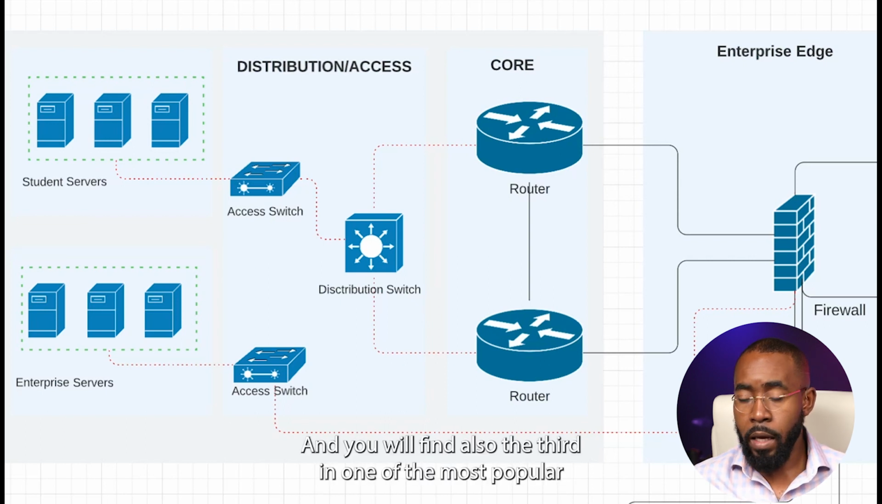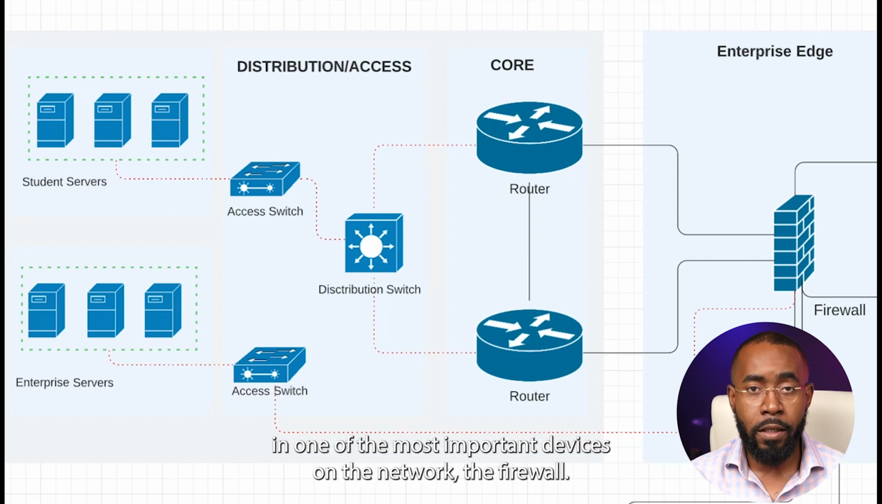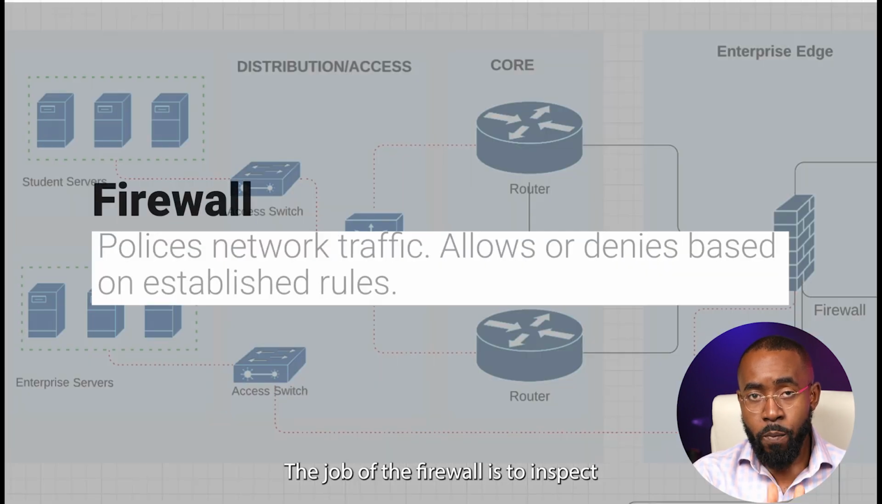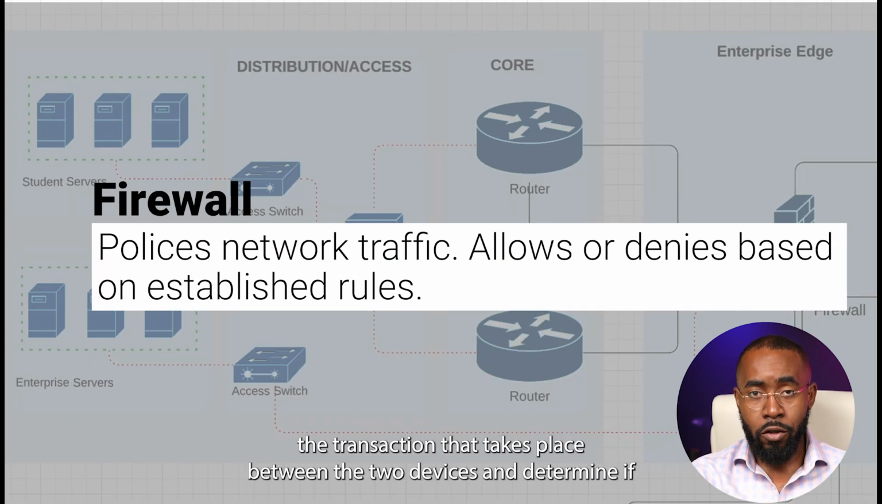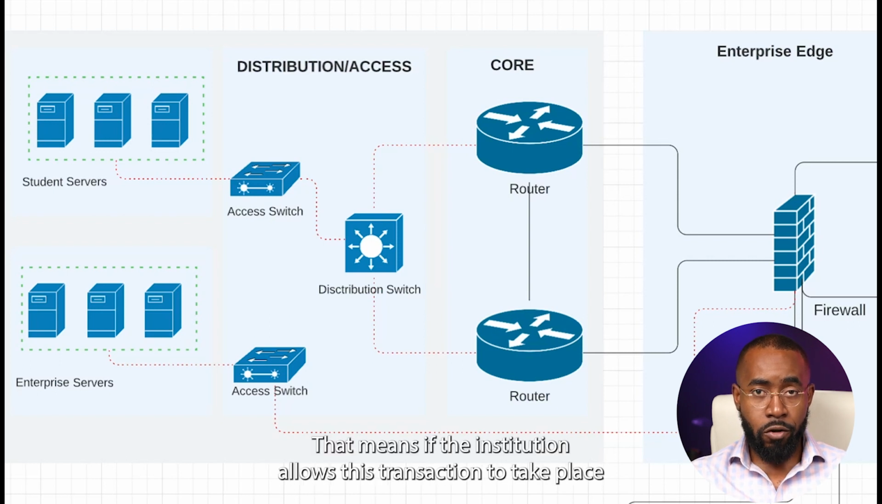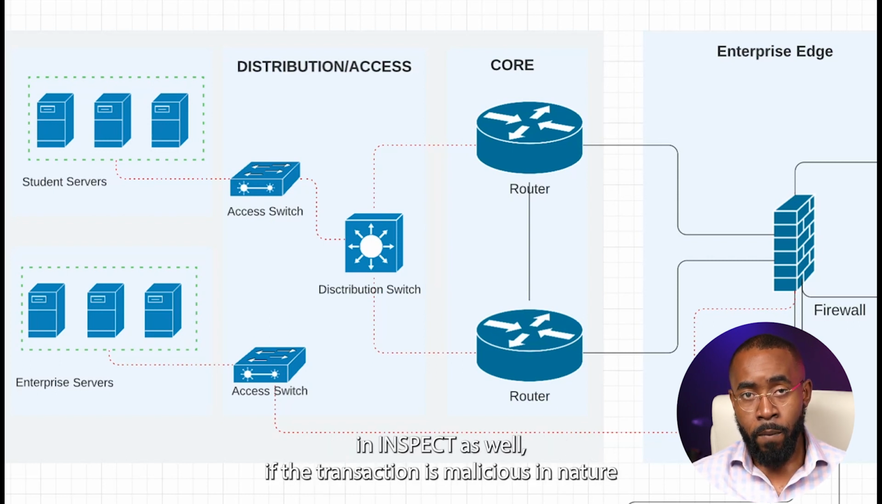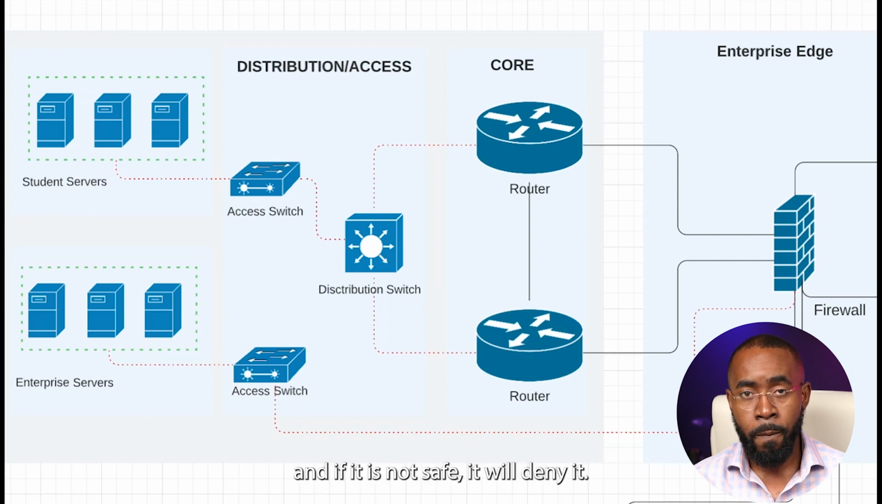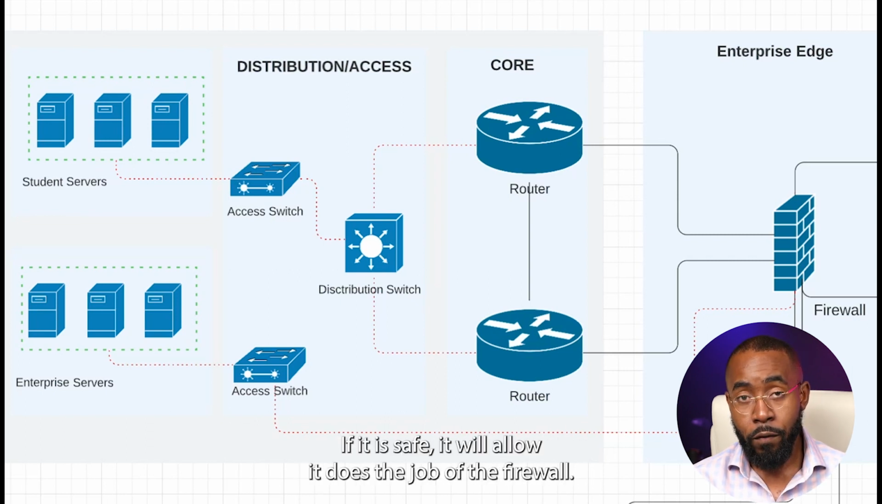And you will find also the third, one of the most popular and one of the most important devices on the network, the firewall. The job of the firewall is to inspect the transaction that takes place between the two devices and determine if it is sanctioned by the institution. That means if the institution allows this transaction to take place. And it inspects as well if the transaction is malicious in nature or if it is safe for the organization based on certain parameters. And if it is not safe, it will deny it. If it is safe, it will allow it. That's the job of the firewall.